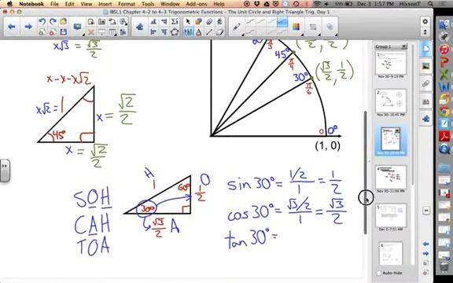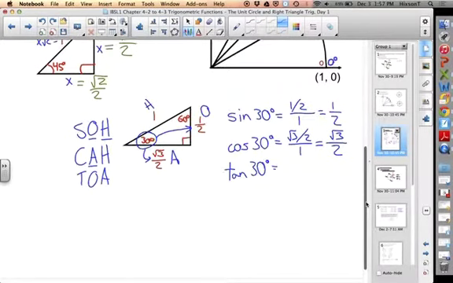Now, let's look at tangent. The tangent of 30, what do you think, what does TOA stand for? Tangent equals? Opposite over adjacent. So it's going to be 1/2 over root 3 over 2.